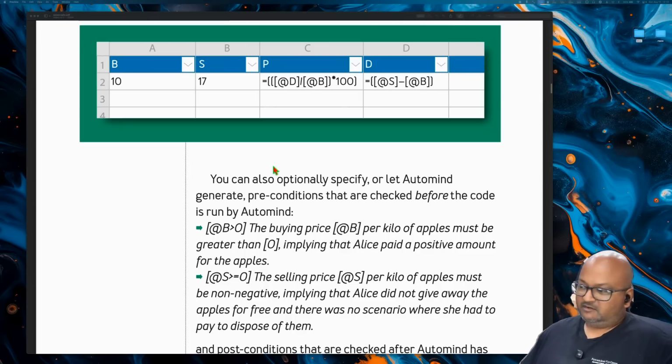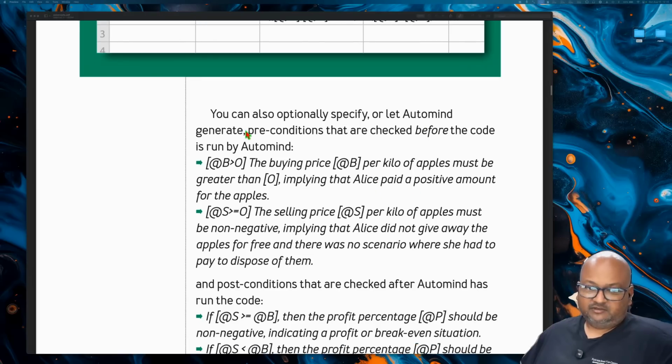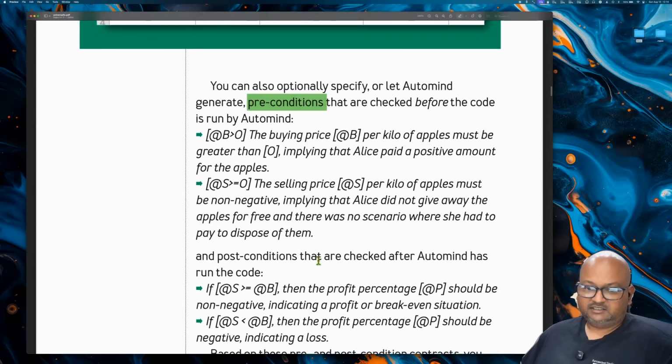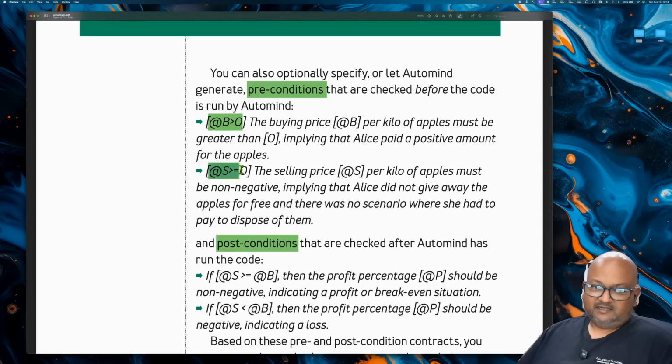constructs that you might be familiar with from traditional programming languages. So for example, you could specify preconditions and postconditions. Preconditions are things that must be true for the computation to make sense before you even start the computation. So for example, with that apple buying example, one of the preconditions would be that the price at which you bought those apples must be positive, or the price at which you're selling it must be positive.